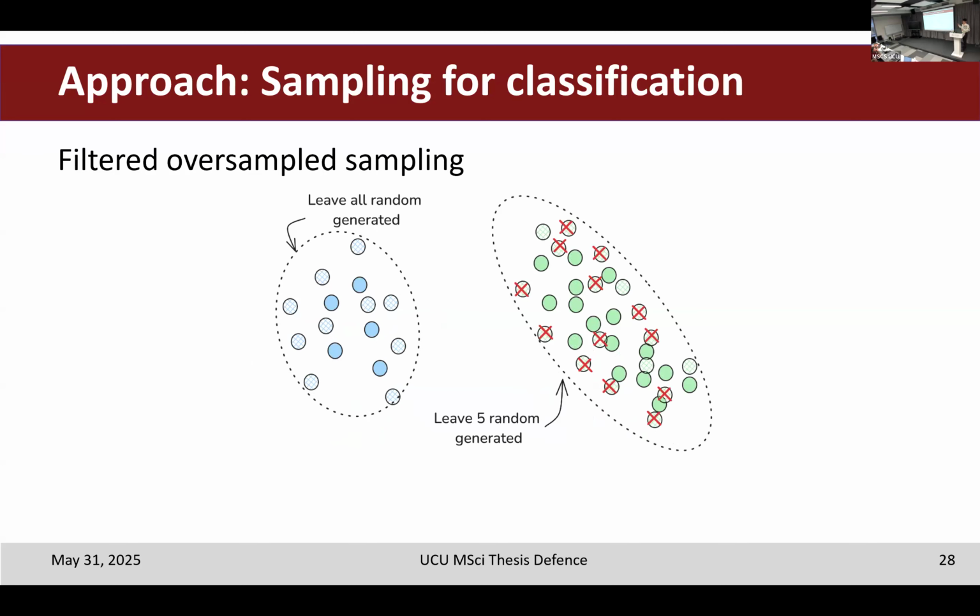And finally, filtered oversampled is the inverse approach to filtered limited. Here we try to flatten class balance, and to do that we add more generated samples for classes with fewer real samples, and vice versa.